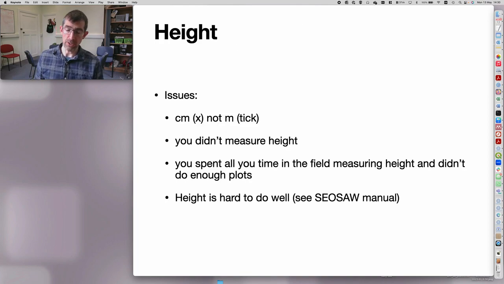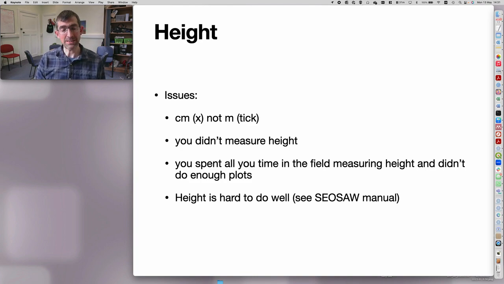The third bit you need to put in is height. Height is pretty easy, and I think most people can measure height very accurately if they take the time and if they can see the top of the tree. And most of the time, you don't have a lot of time and you can't see the top of the tree. So the main issues are actually that you didn't measure height, or you took ages and ages measuring height very carefully, and that meant you couldn't do lots of plots.